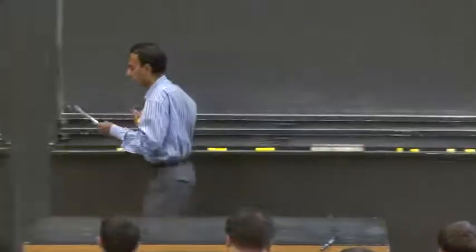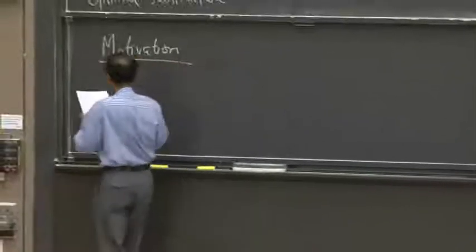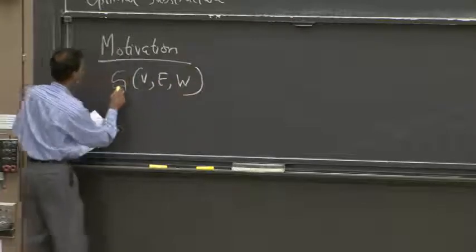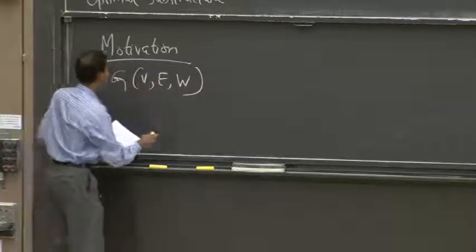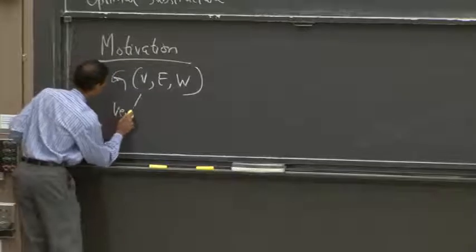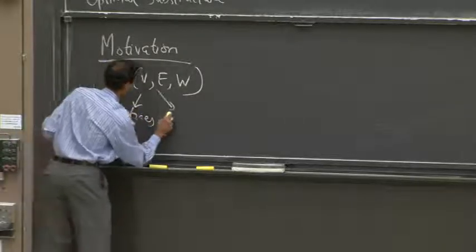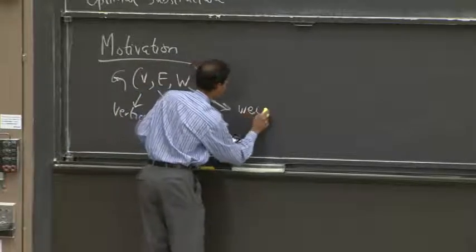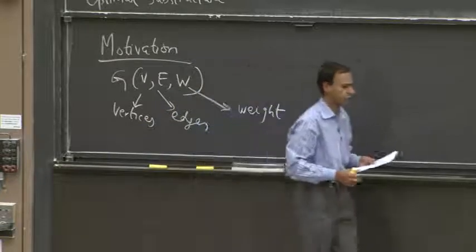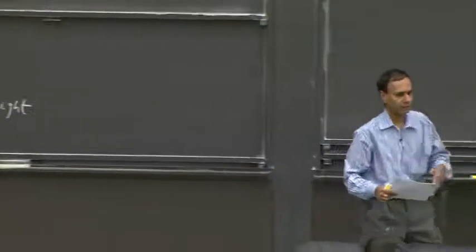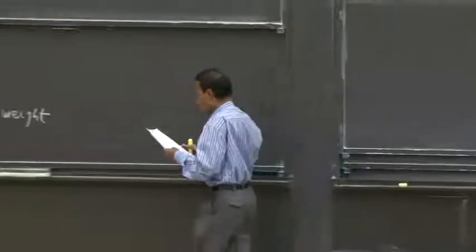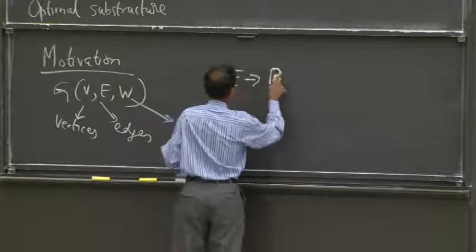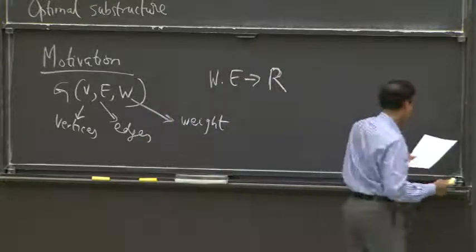So for this entire module, we're going to be looking at a graph G = (V, E, W), and you know what V and E are. They're the vertices and the edges, and W is a weight function that maps edges to weights. We're adding that in here. So W would be E to R, the set of real numbers.